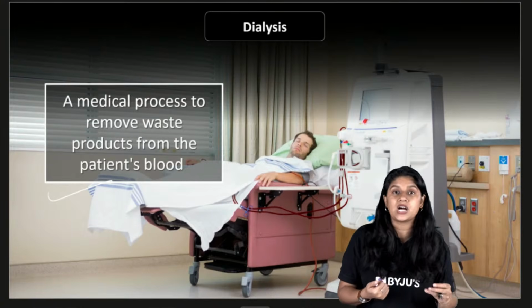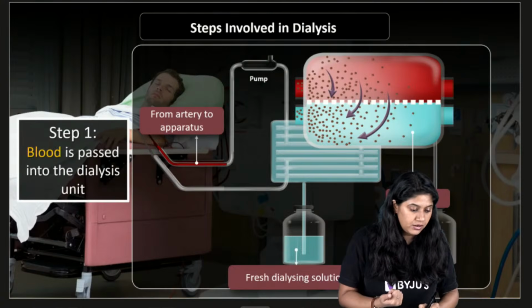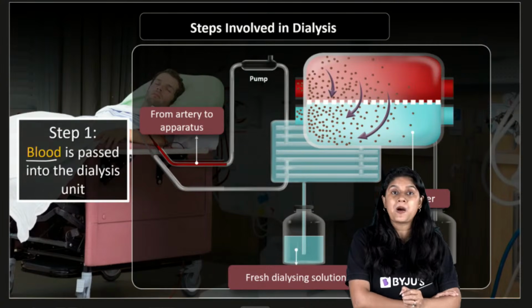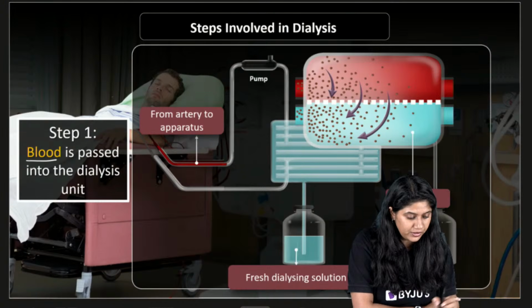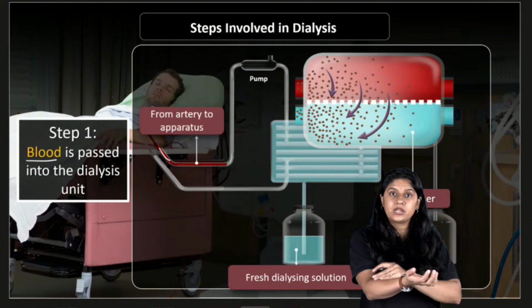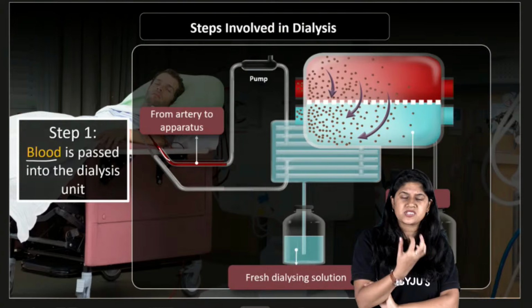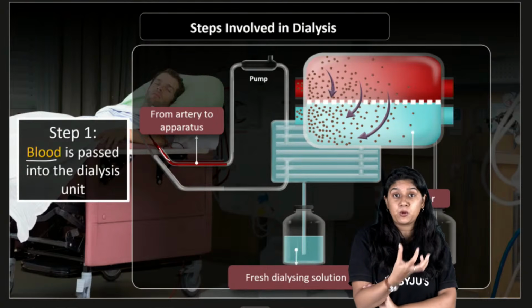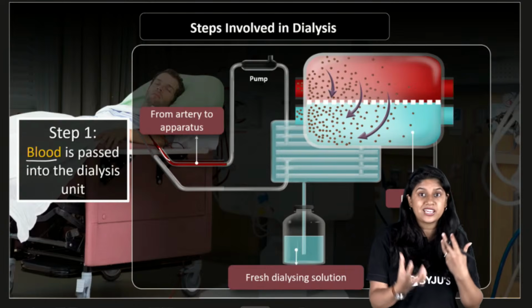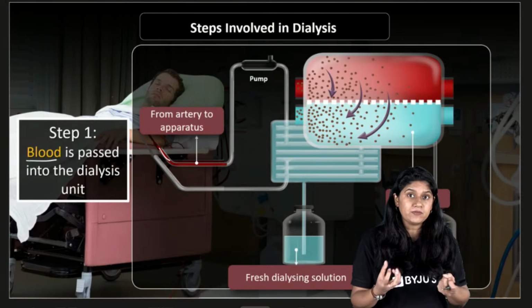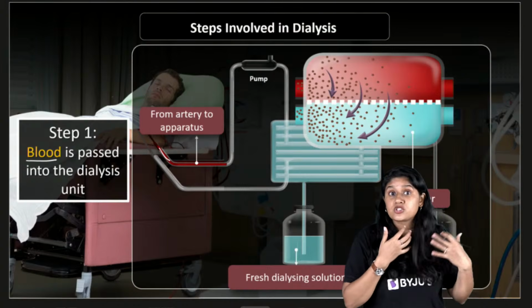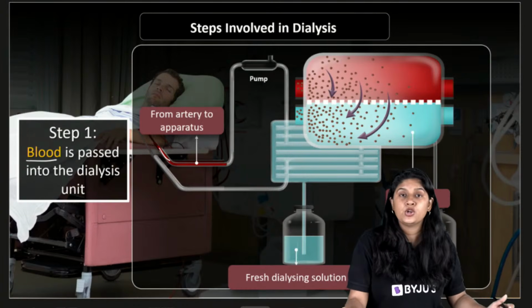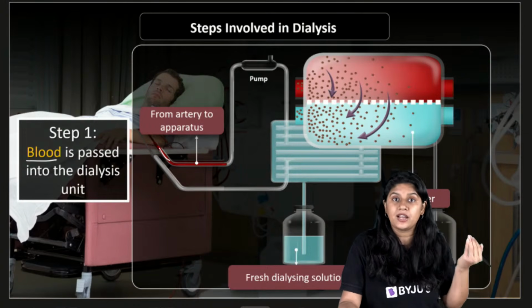Now, what happens in the process of dialysis, or hemodialysis? The first step is that the blood is passed into the dialysing unit. Can you see over here? The artery is connected to the individual. Just in case the person's kidneys are not functioning properly, there's an accumulation of nitrogenous waste in the body, and hence it can create lots of diseases and other issues in the body. So it's very important to clear out that nitrogenous waste.